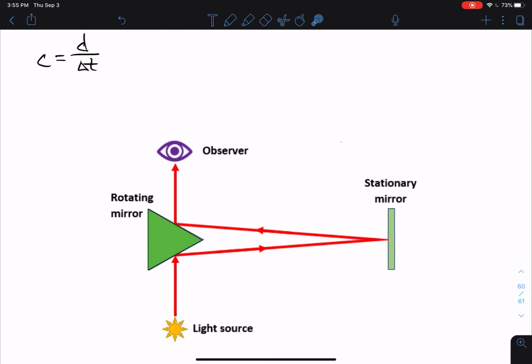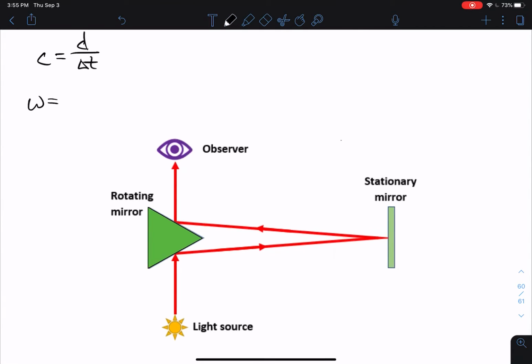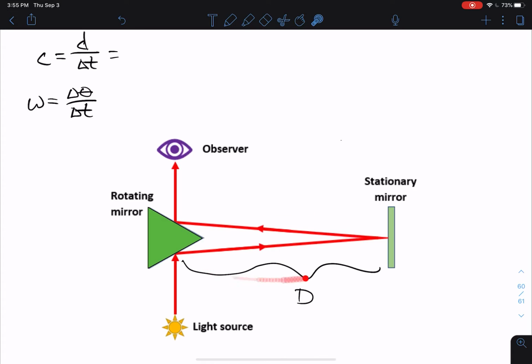Well, first off, let's start with how to calculate rotation. That's omega equals delta theta over delta t. These are actually the two equations that we need, these two here. And we're going to use this formula: c is d over delta t. So this distance here, we'll call that capital D. And that means that the light has to go there and back. Now, yes, the light also has to do this little bit and this little bit. But if you set it up properly, these are negligible distances, especially compared to this.